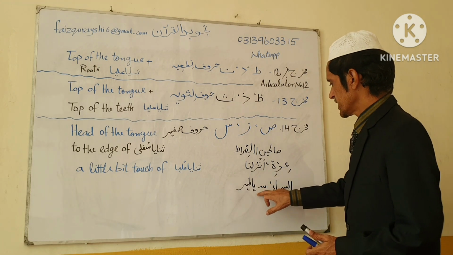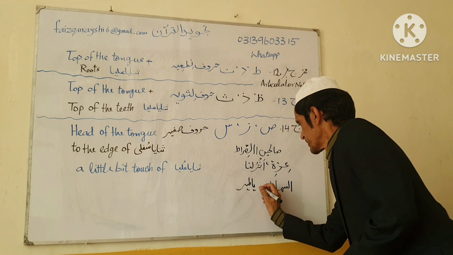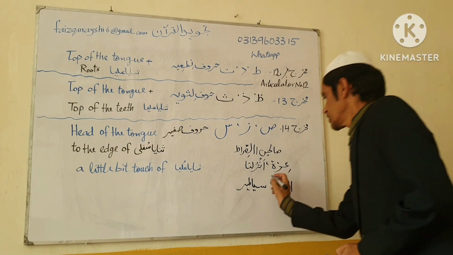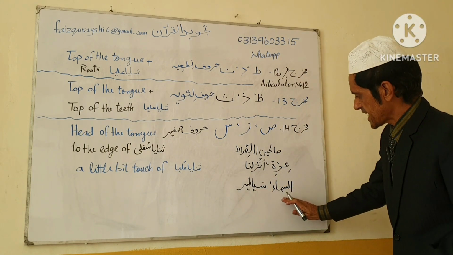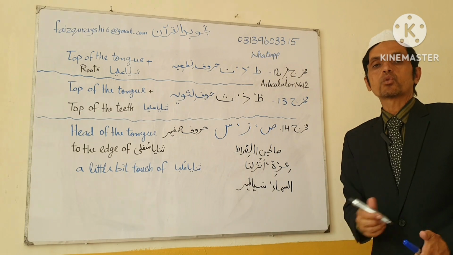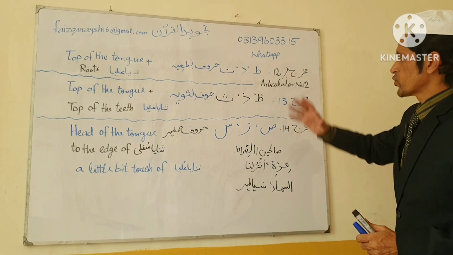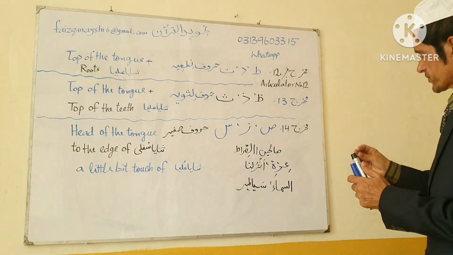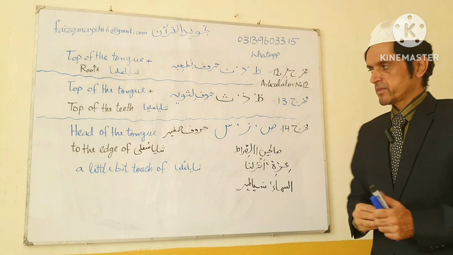Sayatirul awwalin, as-sama, sayatirul awwalin. So these were three important articulation points.